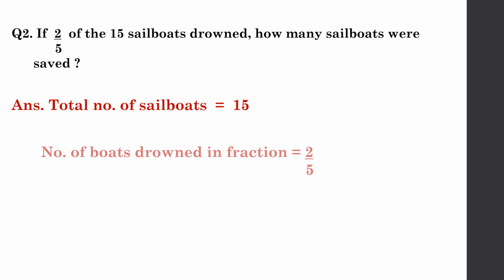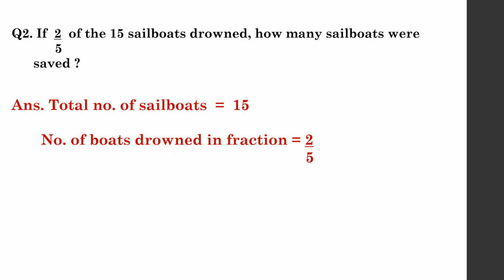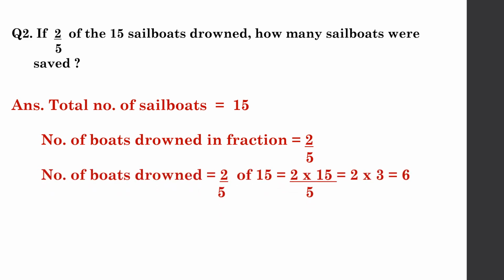And then the number of boats drowned in fraction, that is 2 by 5. Now you have to find out in numbers how many drowned. So the number of boats drowned is 2/5 of 15. Now multiply 2 with 15 and then divide by 5. So 2 15s are 30, 30 upon 5. The fraction will be formed, 30 upon 5. Now 30 comes in the table of 5 at 6 times. So your answer will be 6. That means 6 boats drowned.